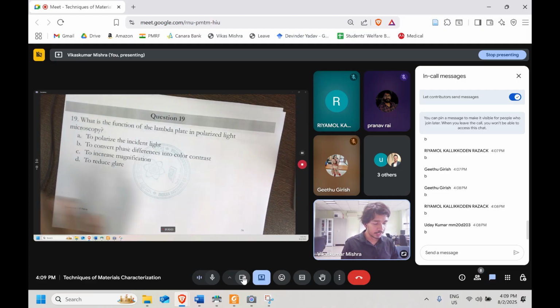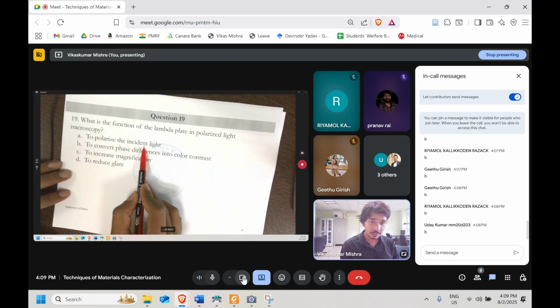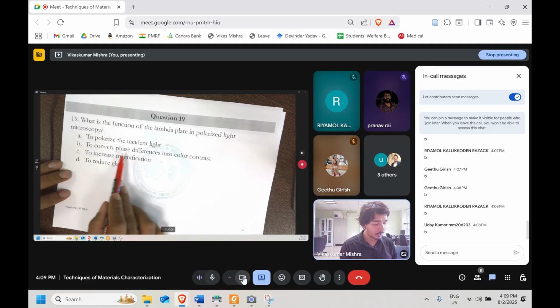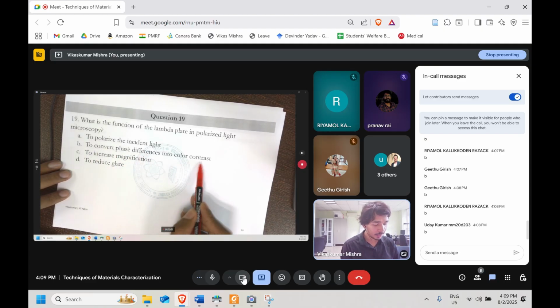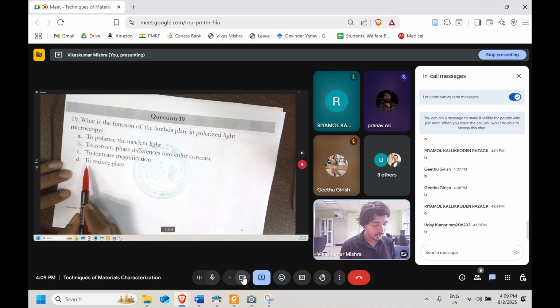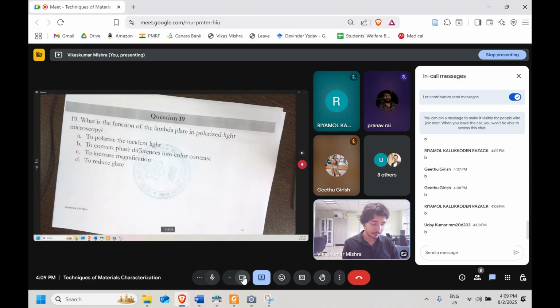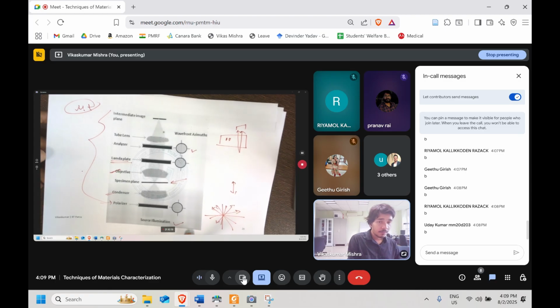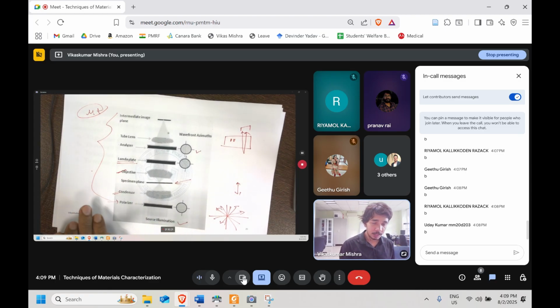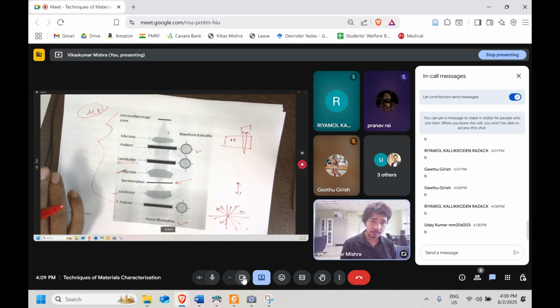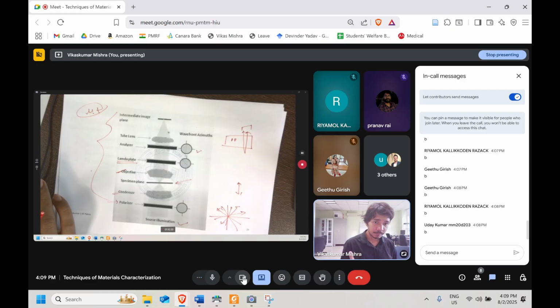So now what is its function? Let's see the options and we'll try to understand. To polarize the incident light, to convert the phase difference into the color contrast, to increase the magnification, to reduce the glare. See, we saw in a class that different grains having different orientations will appear differently.